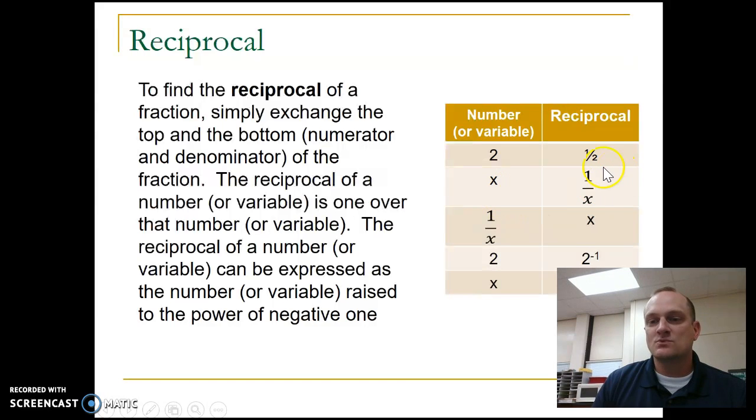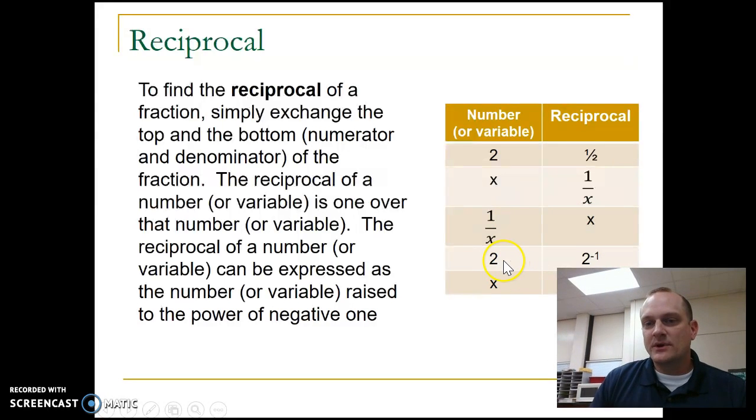The reciprocal of x is 1 over x, because again, x is the same thing as x over 1. I just flip those two things. 1 over x, the reciprocal is x. Again, flip them, and so when I flip them, I get x divided by 1. x divided by 1 is just x.